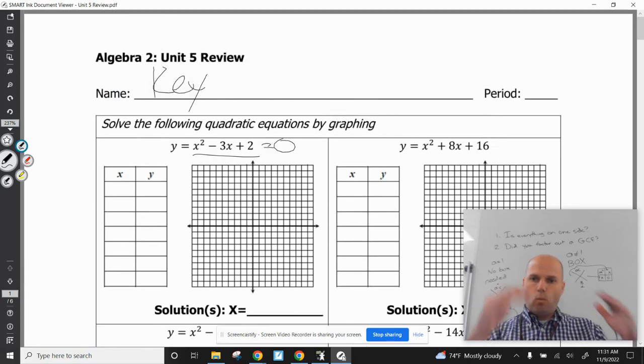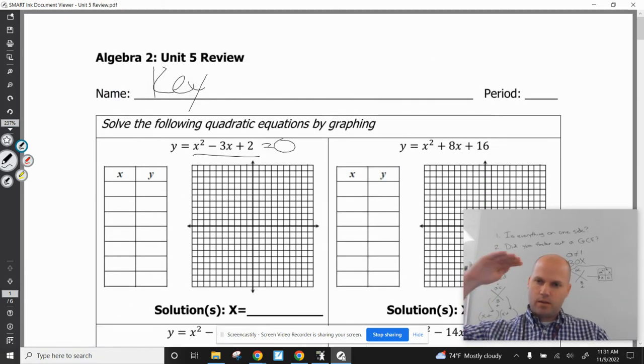All right, now what are we doing in this unit? We're finding zeros. We're finding x-intercepts. Beautiful. First lesson shows us a visual representation of finding x-intercepts. We got x squared minus 3x plus 2.